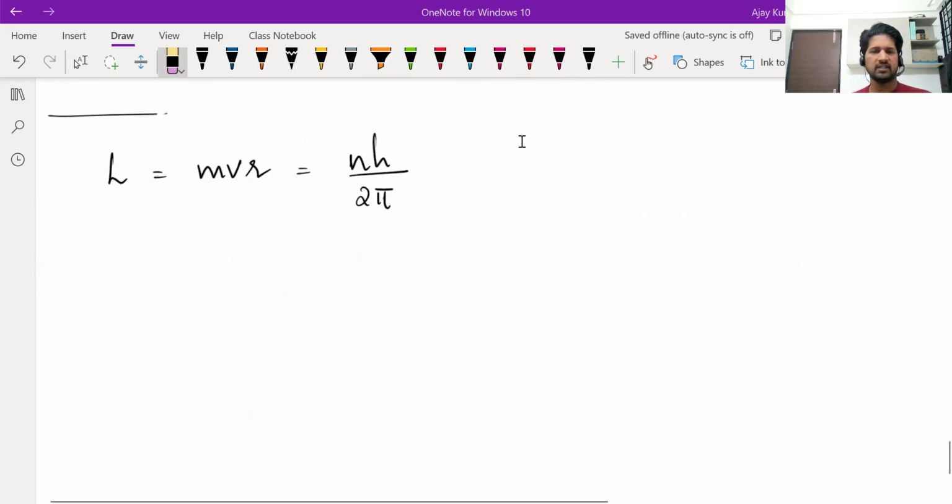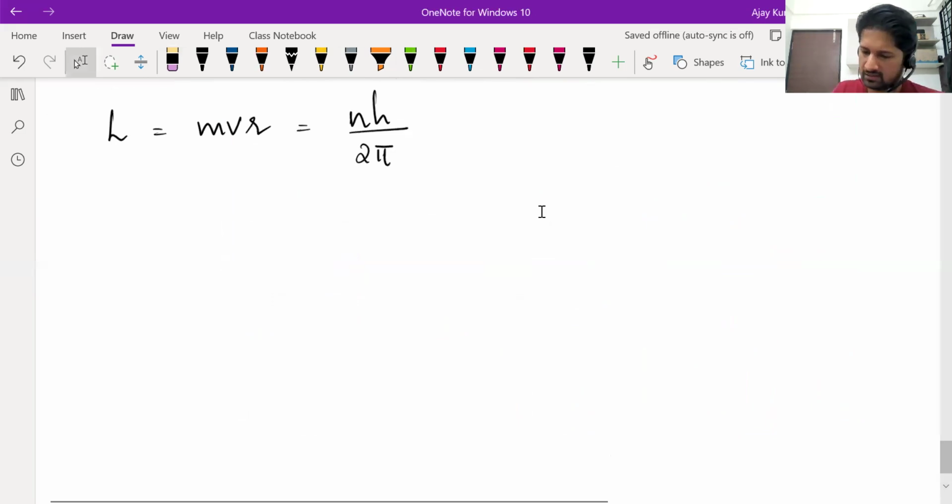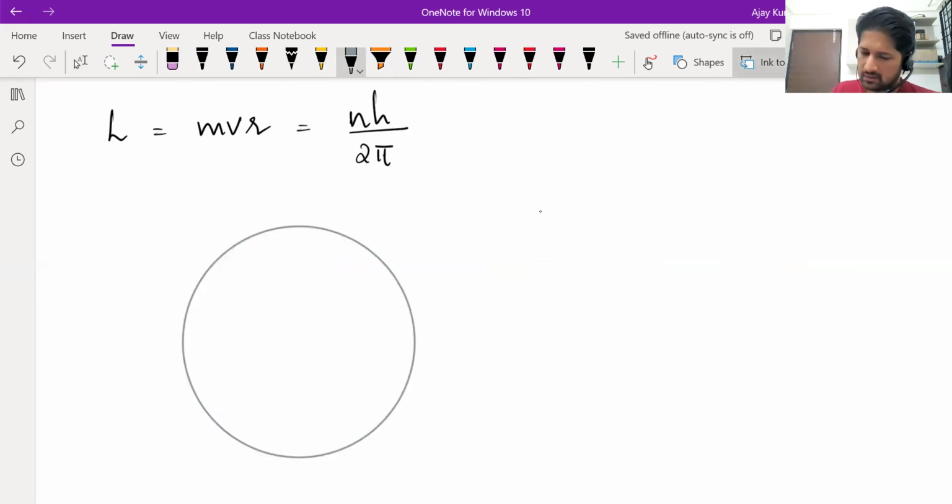Now, Bohr proposed the idea of stationary orbits, and what is special about stationary orbits is that the angular momentum of an electron is quantized. MVR is equal to nh by 2 pi. De Broglie supported this theory given by Bohr.